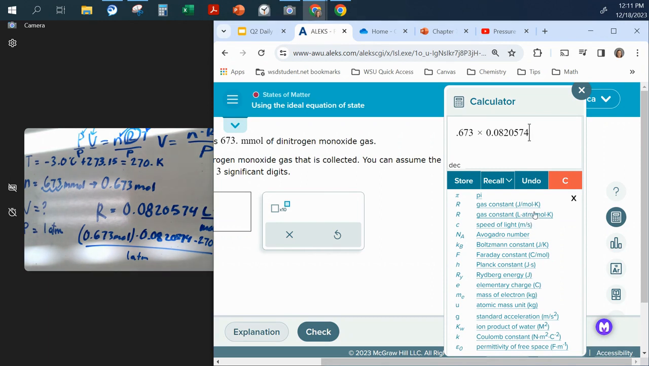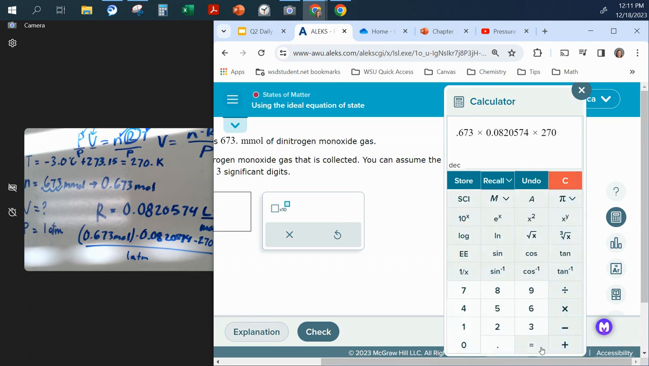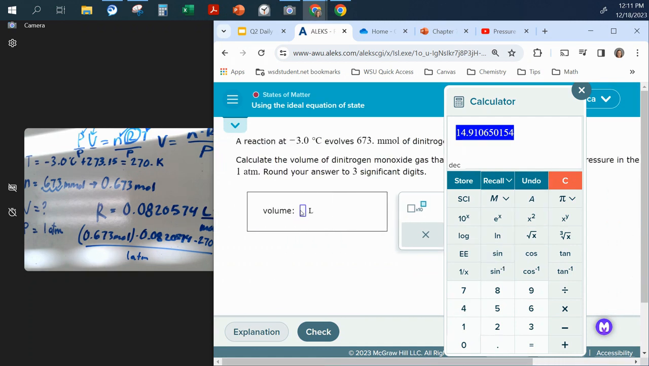Okay, times 270, the temperature, divided by 1. I'm not going to divide by 1 because that won't do anything anyways. 14.9. All of the values have 3 sig figs. The constant doesn't count against my sig figs, and I guess the pressure also doesn't count against my sig figs. 14.9.